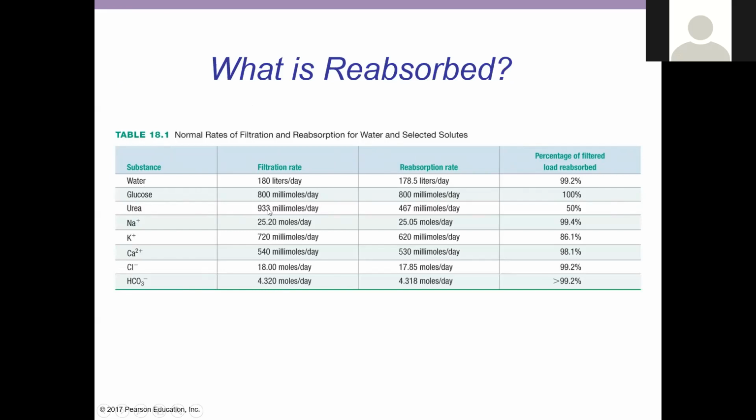I don't want you to pay too much attention to the specifics of these numbers per se, other than the fact we do see this 180 liters per day for water. But I want you to take a look at the end game. We've got all these different substances, glucose, urea, sodium, potassium, and they're all filtered. At the very end, this last column, note how many of them and the amount of reabsorption that takes place. Except for urea, everything is either 99% reabsorbed or 100% reabsorbed. That would be glucose. Urea is the only one that's about 50%.